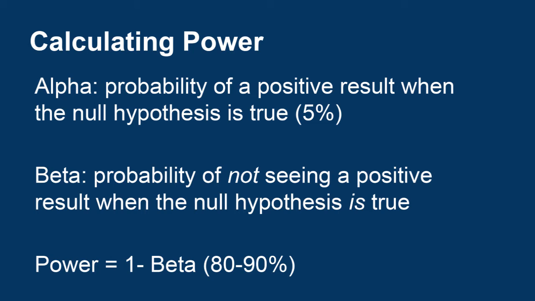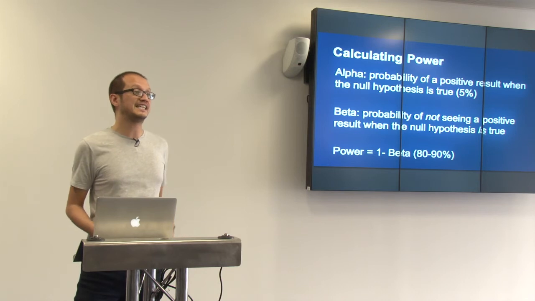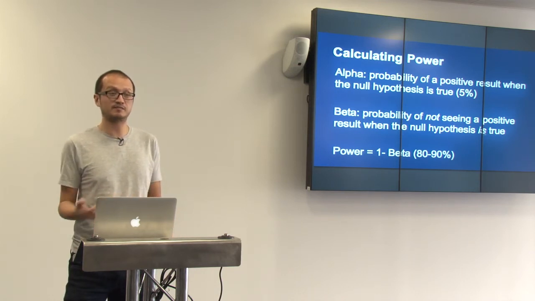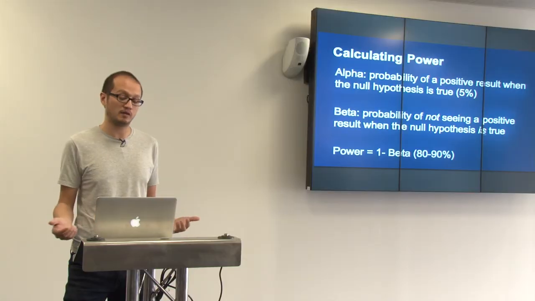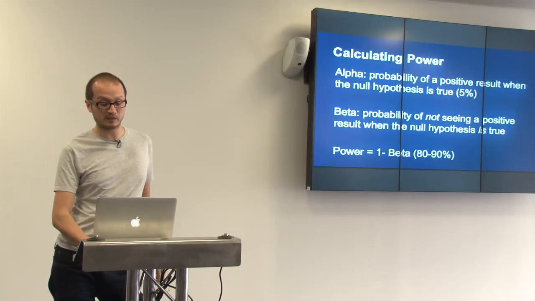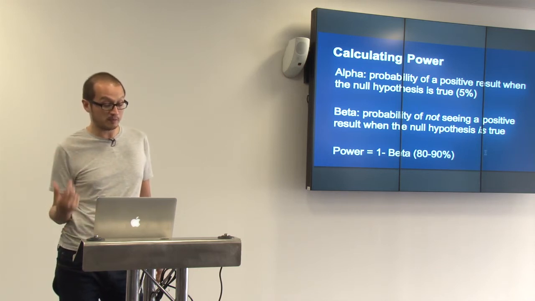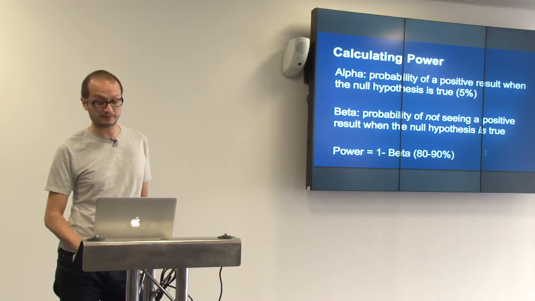The beta is the probability of missing a positive result. This should be when the null hypothesis is false. So the null hypothesis is false. There actually is a difference between the A and B version of the website. What's the probability of missing that effect? So you don't detect it. And the power is 1 minus the beta. As I said before, the power is the probability that you do detect the effect. So it's 1 minus the beta. You don't really need to worry about that. The power is the probability that you'll detect a true effect when there is a true effect.